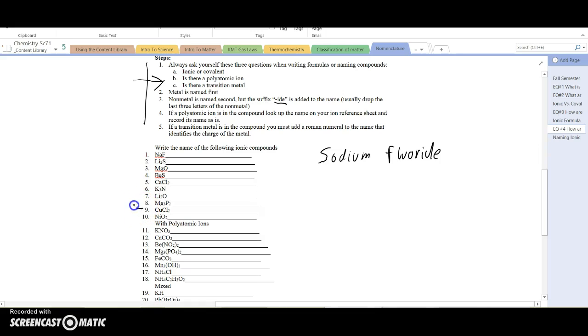Now we'll go ahead and skip down here to number 9, CuCl2. Same three questions. Is it ionic or covalent? Well, there's a metal, so it's ionic. Is there a polyatomic ion? No, I only have two elements, copper and chlorine, so it does not have a polyatomic ion. And is there a transition metal? Yes, copper is in the transition metals, which means it has a variable charge. We don't know what its charge is. So we're going to have to figure out what its charge is and put that as a notation, as a Roman numeral, in the name.